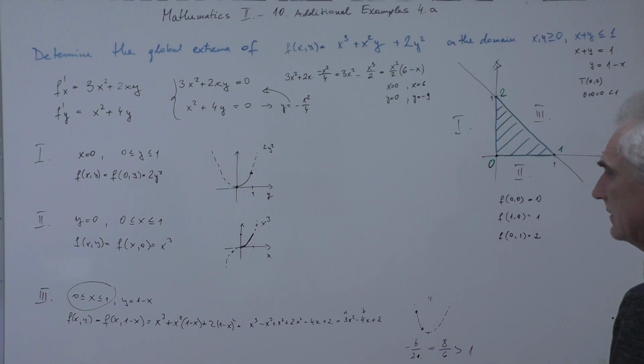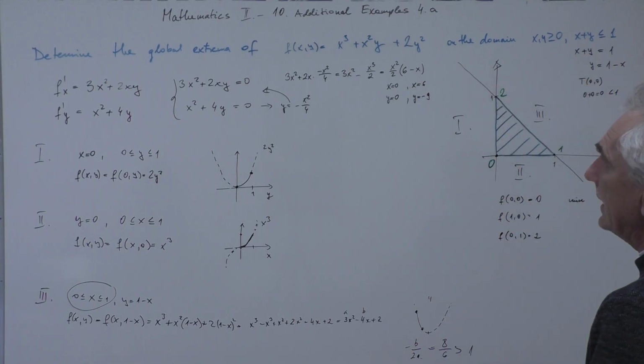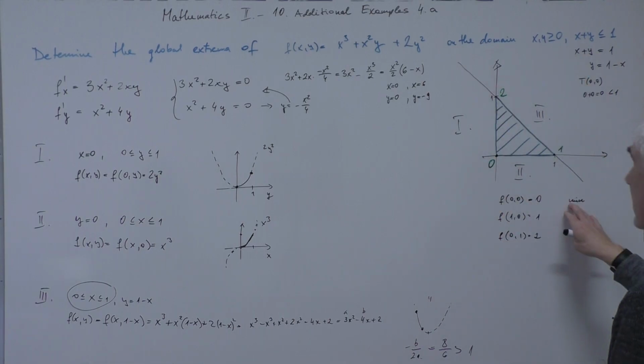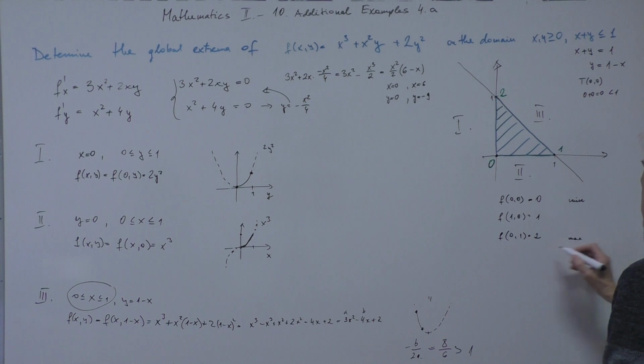So this is a very simple problem. We have just 3 numbers, and we have to pick the smallest one, which is clearly 0. So on this domain, the global minimum of the function is 0, and clearly the maximum is 2. That's it.